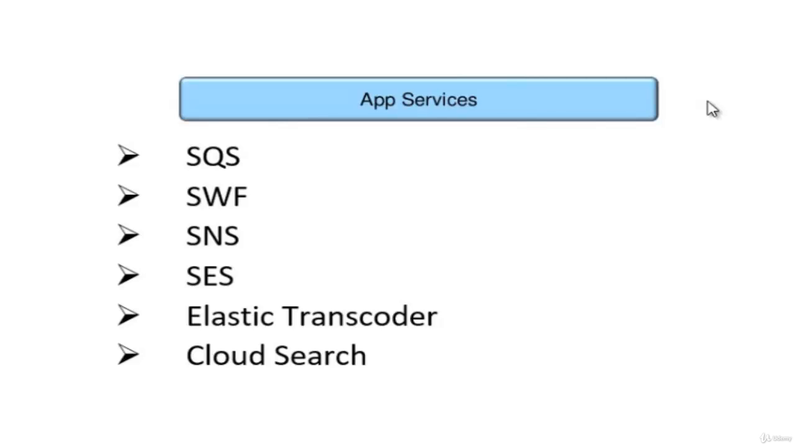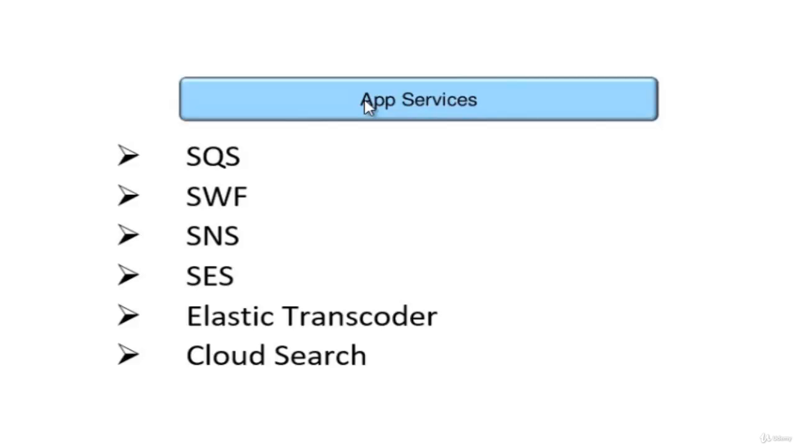Amazon Elastic Transcoder lets you convert media files that you have stored in Amazon S3 into media files in the formats required by consumer playback devices. For example, you can convert large, high-quality digital media files into formats that users can play back on mobile devices, tablets, web browsers, and connected televisions. So it is basically a media conversion device. Now, the last component of application services is Cloud Search.